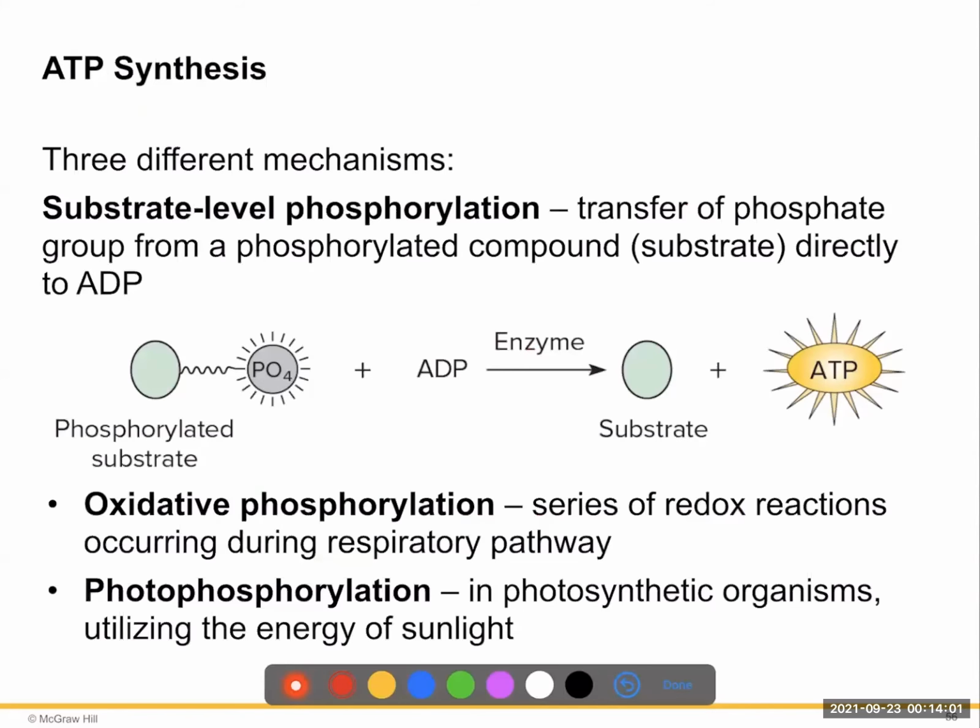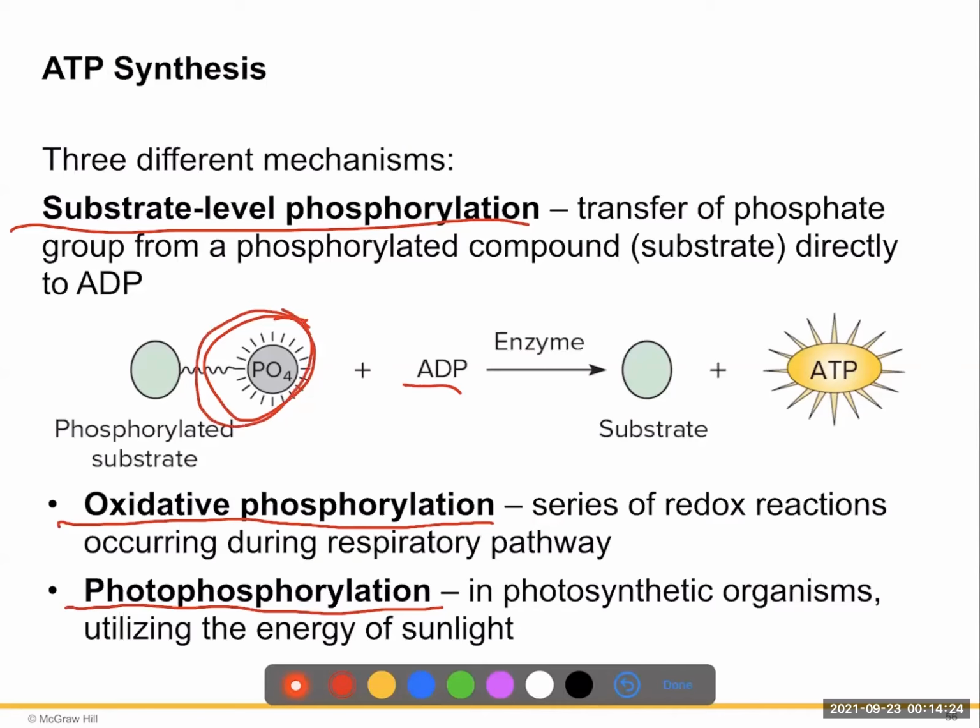There's 3 different mechanisms for ATP synthesis to make ATP. You can have photophosphorylation, which is the plants. Oxidative phosphorylation is reduction oxidation, and substrate level phosphorylation. In substrate level phosphorylation, we transfer the phosphate group from one place to ADP. So this phosphate group is transferred from one phosphorylated high energy bond to ADP. We use an enzyme to catalyze that reaction. You release the substrate and you form ATP.